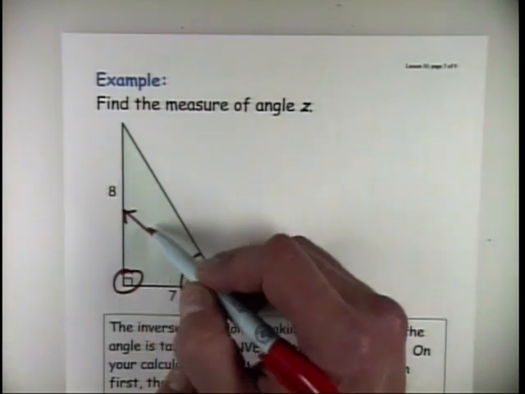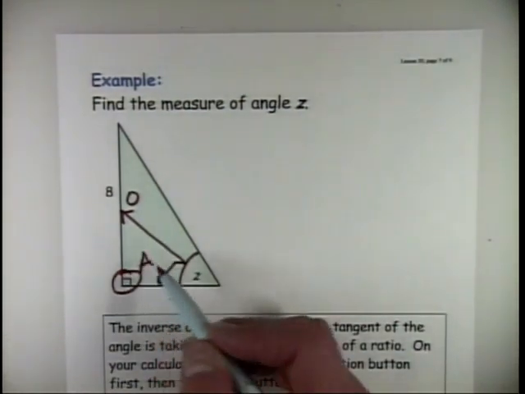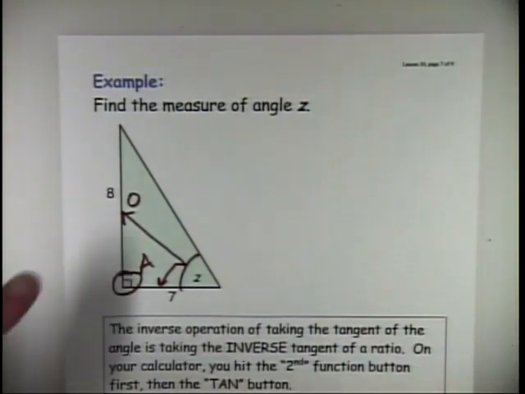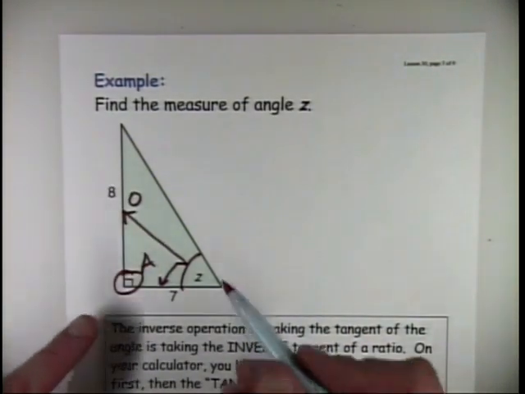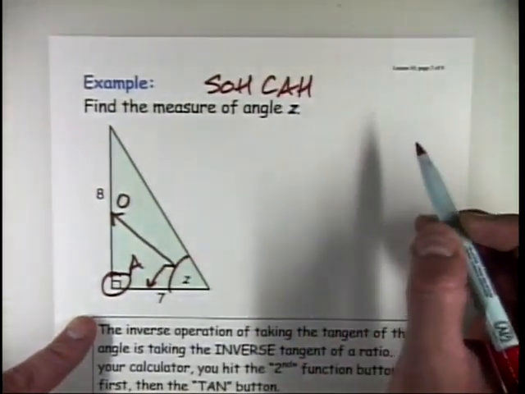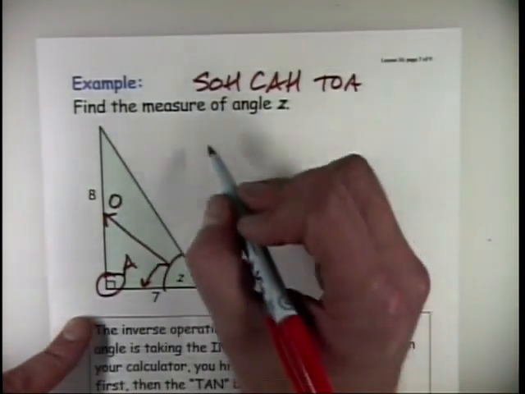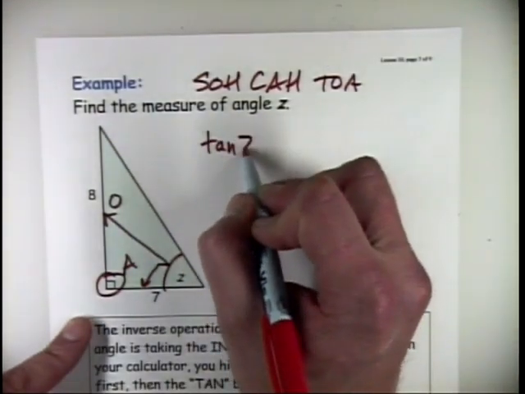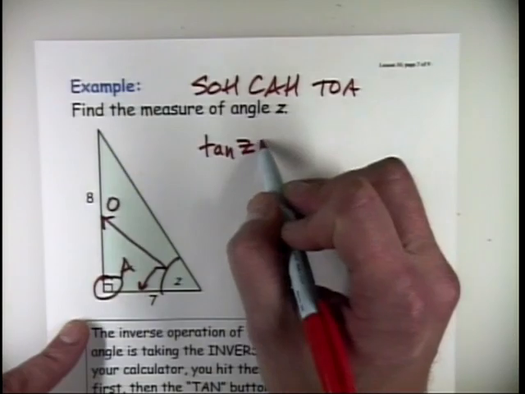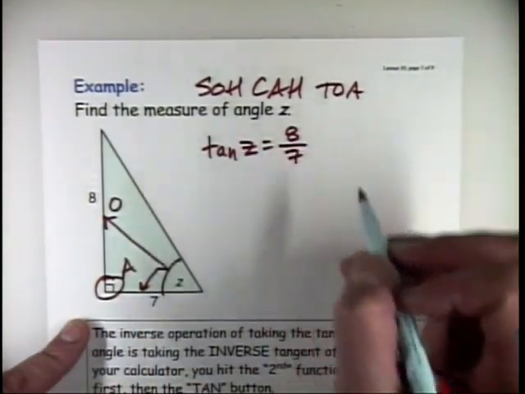I need to know two sides then. Well, in relation to angle Z, 8 is the side that is opposite the angle, and 7 is the adjacent side because it's not the hypotenuse. So O and A, which one is that? Let's see. So SOH, no. CAH, no. TOA, there it is. Well, TOA is tangent. So we set it up. Tangent of angle Z is equal to the opposite, which is 8, over the adjacent, which is 7.